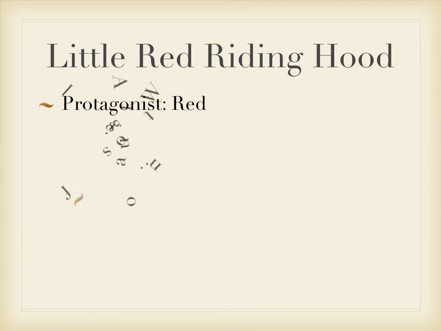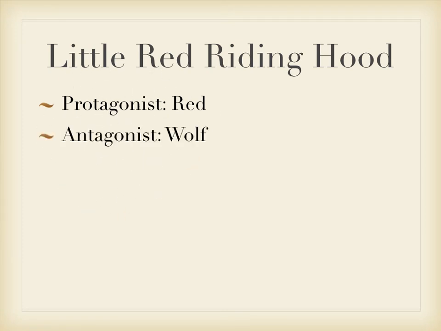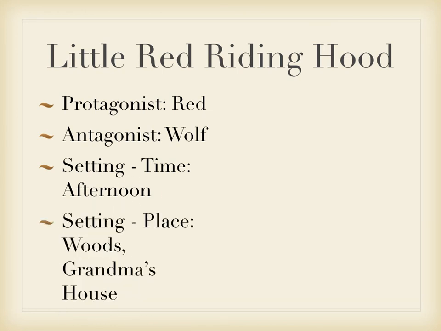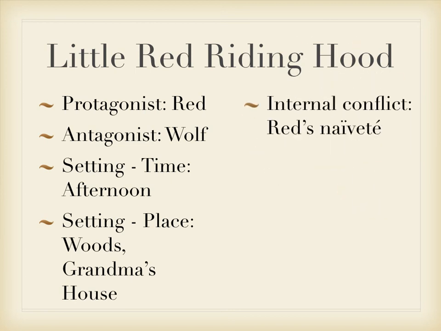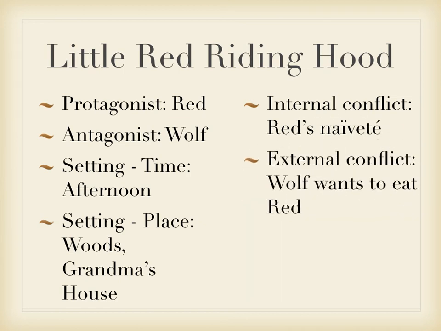If you can't write on the plot diagram, you can just type it or write it on a piece of paper. But on your plot diagram, under exposition, you want to write this information. The protagonist of the story is Red. The antagonist is the wolf. The setting in terms of time is afternoon. The setting in terms of place is the woods and Grandma's house. The internal conflict for Red is her naivete. The external conflict for Red is that the wolf wants to eat her. And that is the exposition of Little Red Riding Hood.